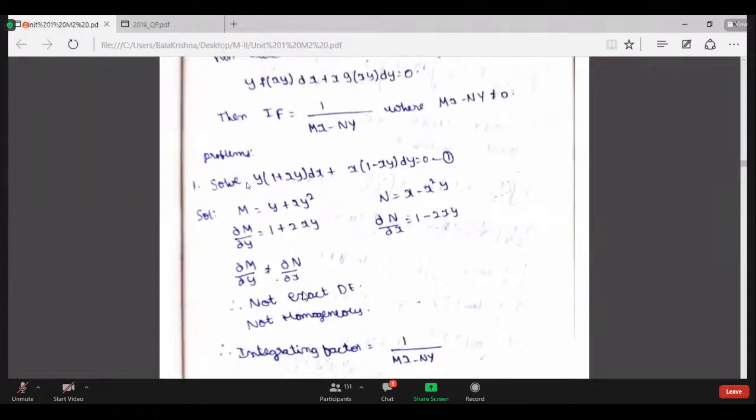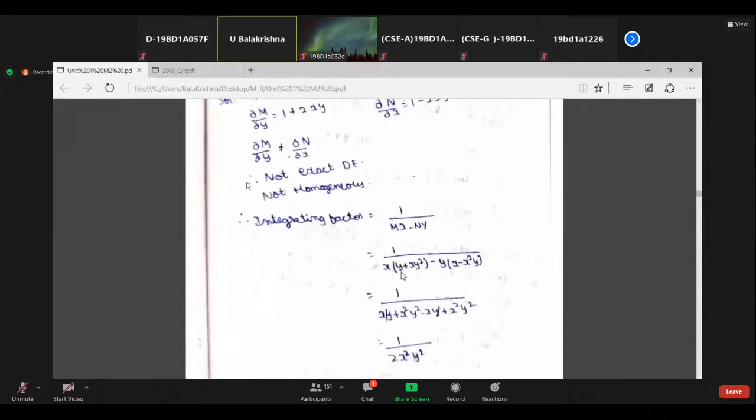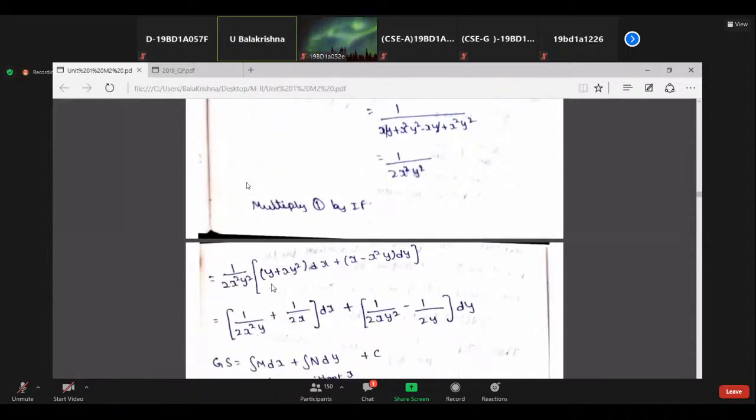As this is non-exact, non-homogeneous, and it is in this format, therefore the integrating factor is 1 by mx minus ny. So here 1 by m, which is y plus xy square, into x, minus n, which is x minus x square y square, into y. When you simplify this, you have 1 by 2x square y square. So this is the integrating factor for the differential equation. To reduce it into exact form, you should multiply the given differential equation by this integrating factor, that is 1 by 2x square y square.